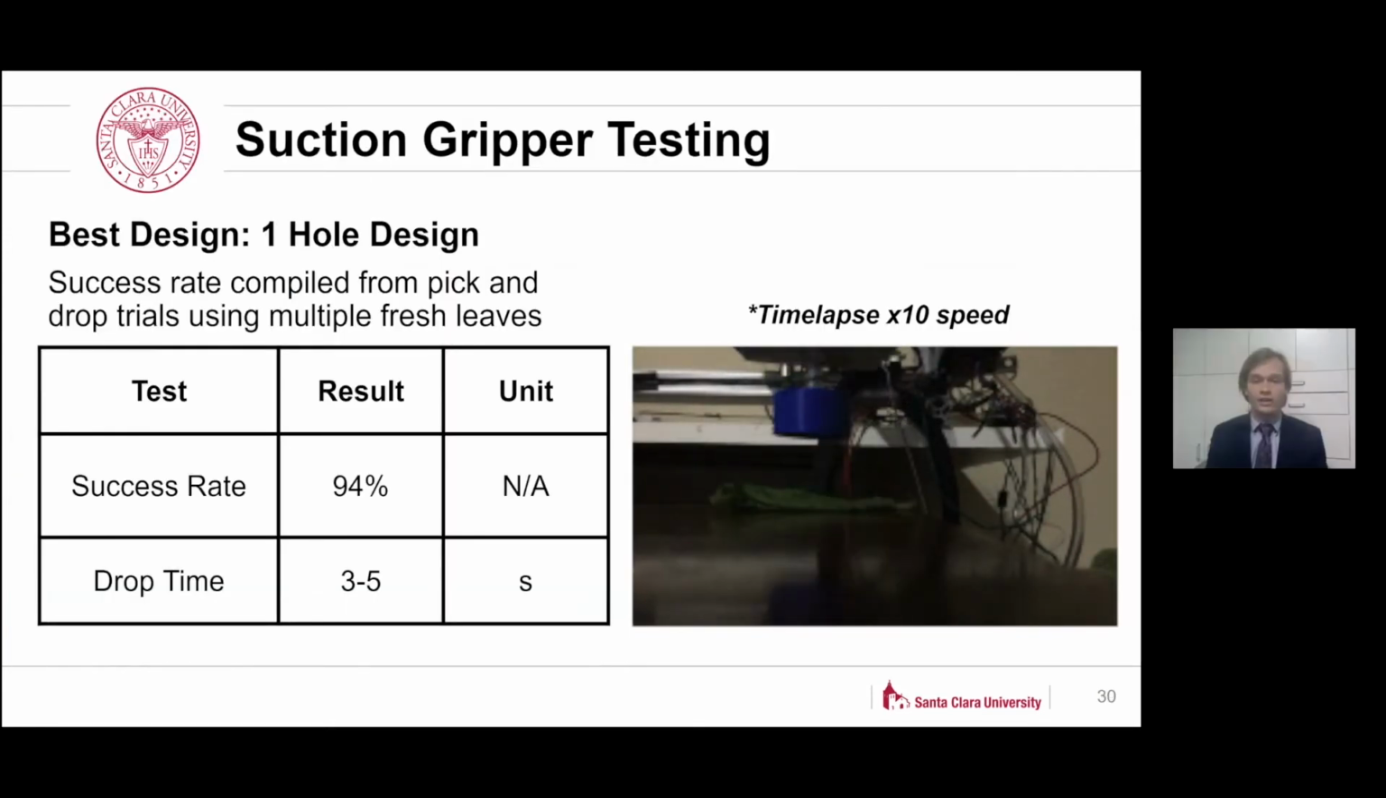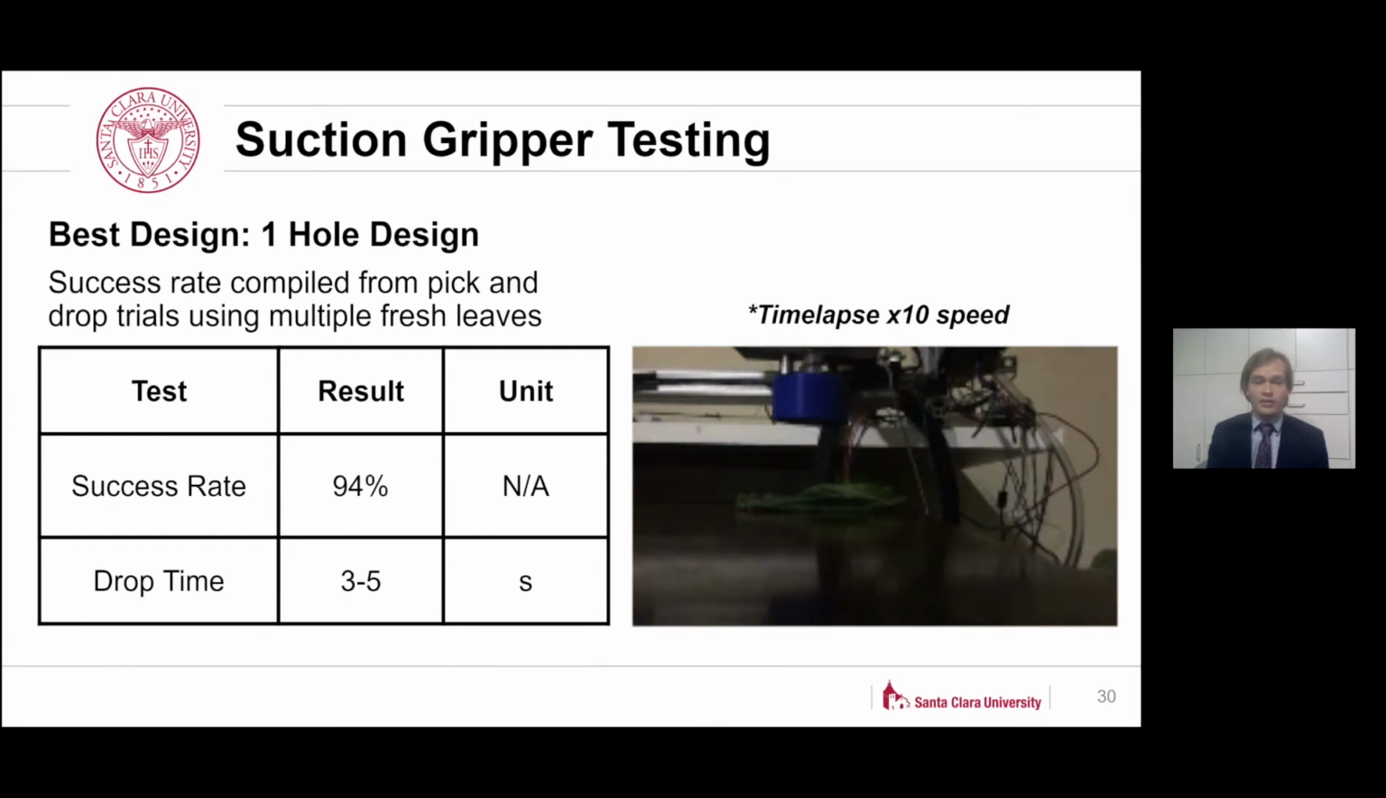And speaking of physical testing, here are some of the results from the actual physical testing of the one-hole design. And this is the gripper design that seemed to have the best success rate at picking up the leaves. In the table, you can see the value of 94% success rate. This data was collected from 150 trials using 3 different fresh leaves. And it was noted that the gripper would pick up the leaf successfully 94% of the time. When trials were run and the leaf was not picked up, it was noted that there were some discrepancies in the XYZ position, and the nozzle was usually off center when those discrepancies occurred.